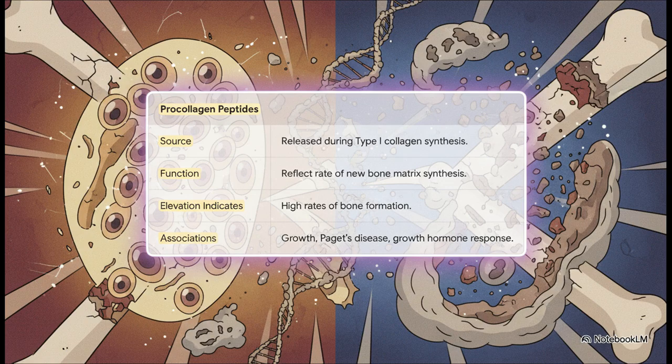It's incredibly direct. This specificity is why PINP in particular is the gold standard marker for tracking how well anabolic bone-building therapies are working.